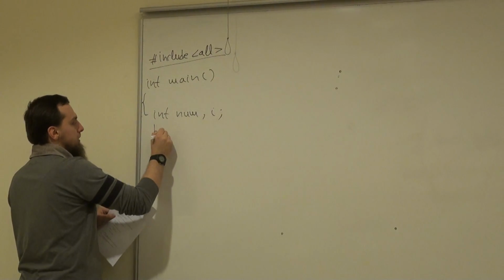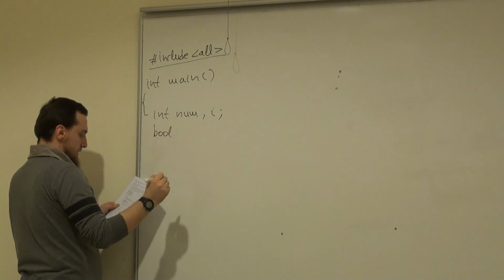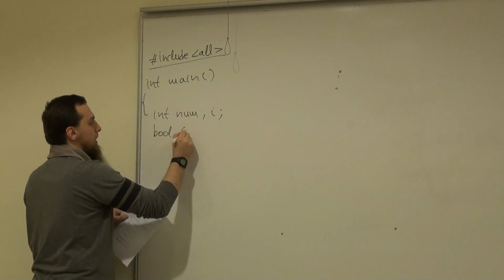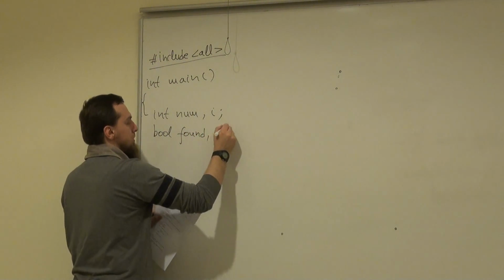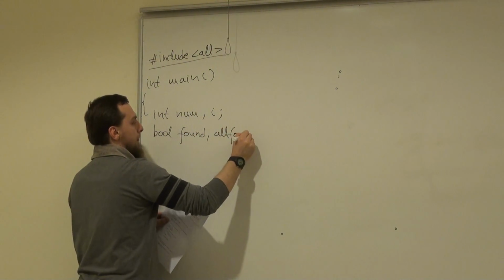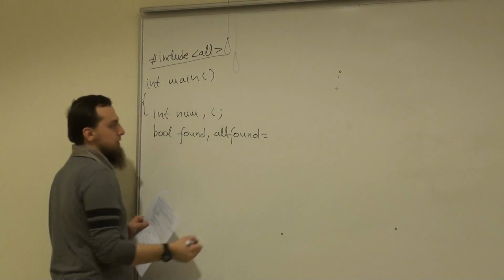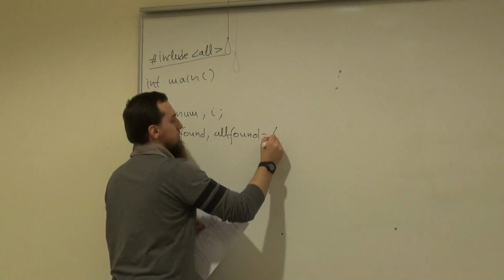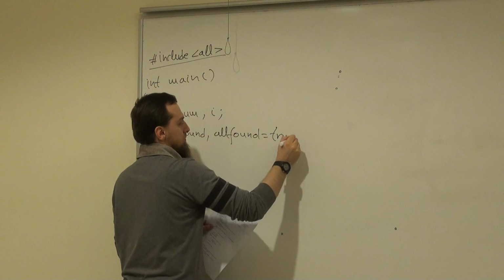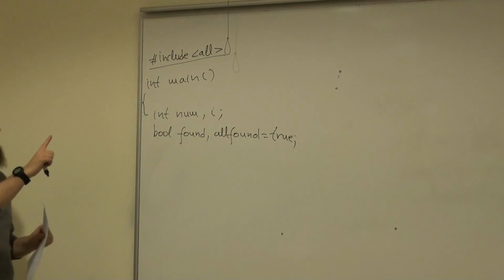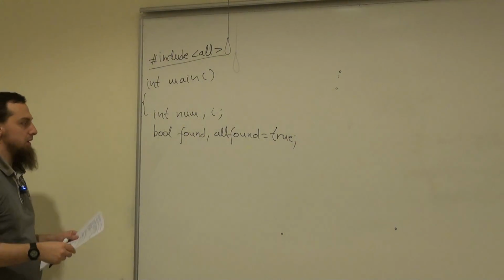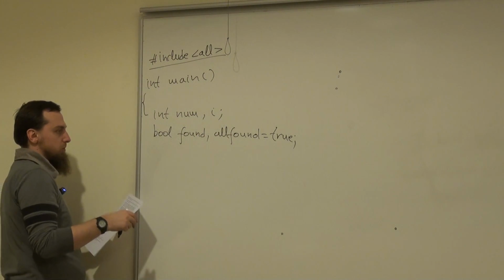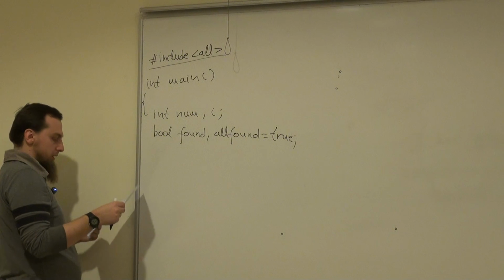Also, I have two Boolean variables, namely found and all found. And initially I assume that all found is true. If it's changed only once to false during the scope of the program, then it will be false for the rest of the program. Basically, I stop checking furthermore.